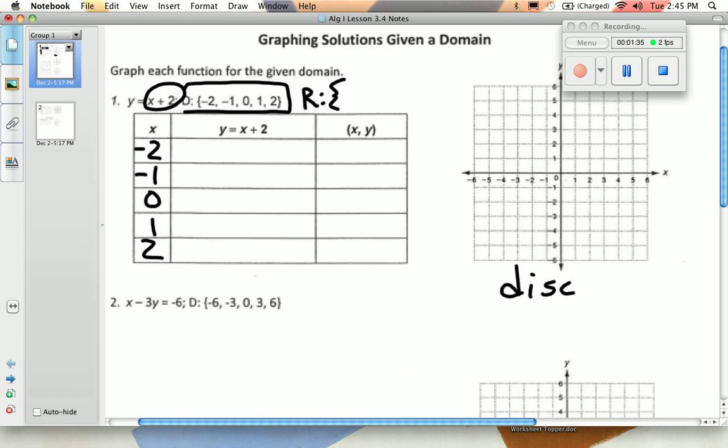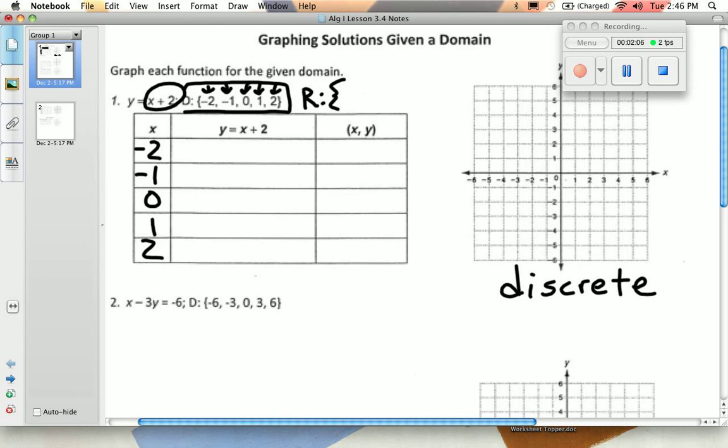So the first thing you might want to do is decide, should I have a discrete or a continuous graph? And if it's a discrete graph, we don't connect the dots, do we? We don't connect the points. We just have points on our graph is all. So this one is going to be discrete because they distinctly said we want 5 ordered pairs, and here are the x values for each of those 5 ordered pairs. You need to find the y value for them, okay?